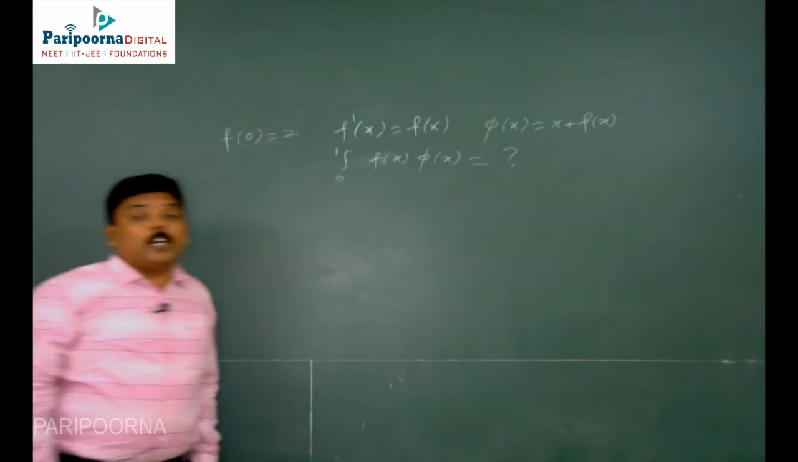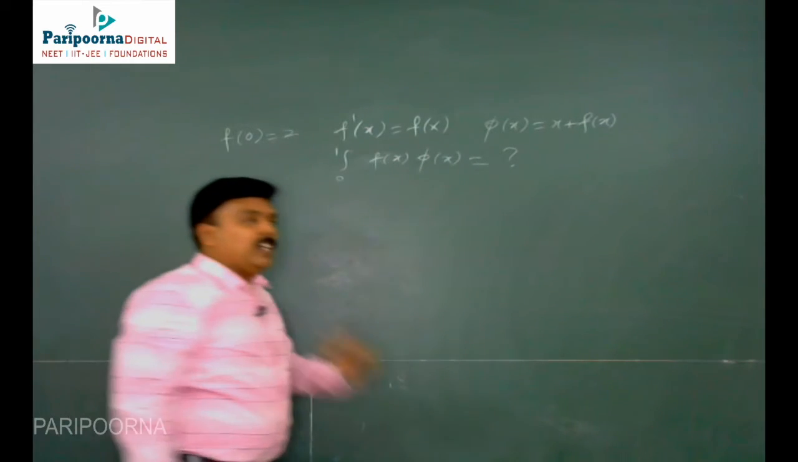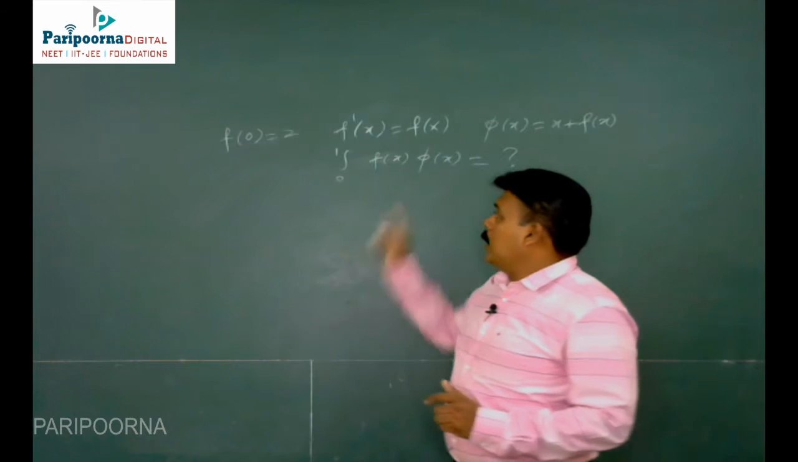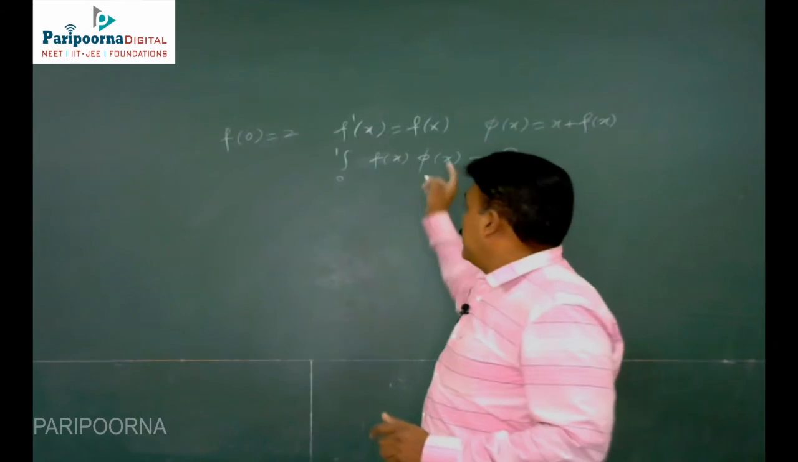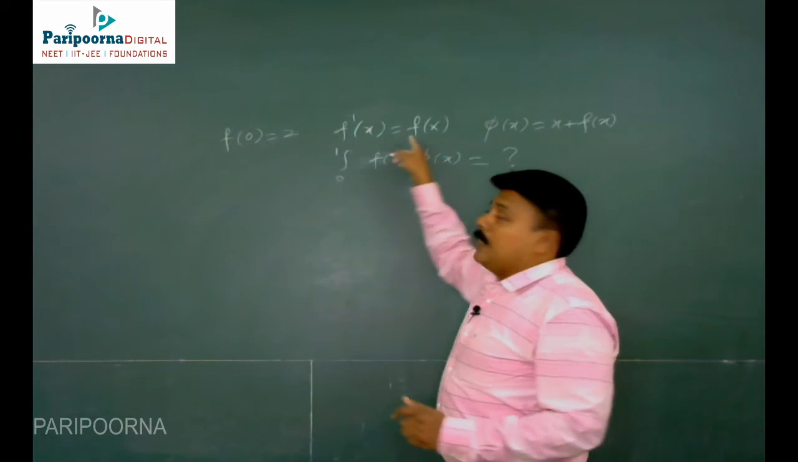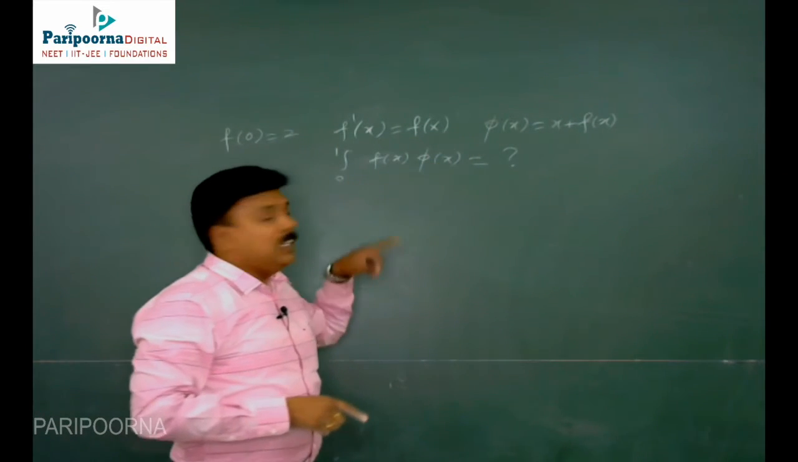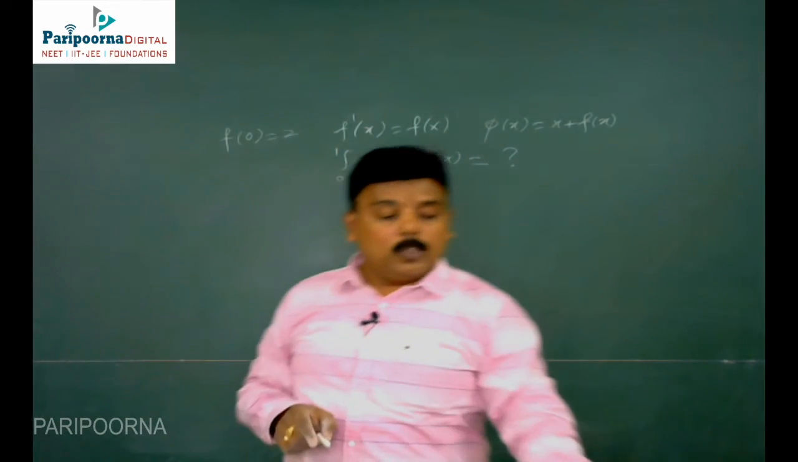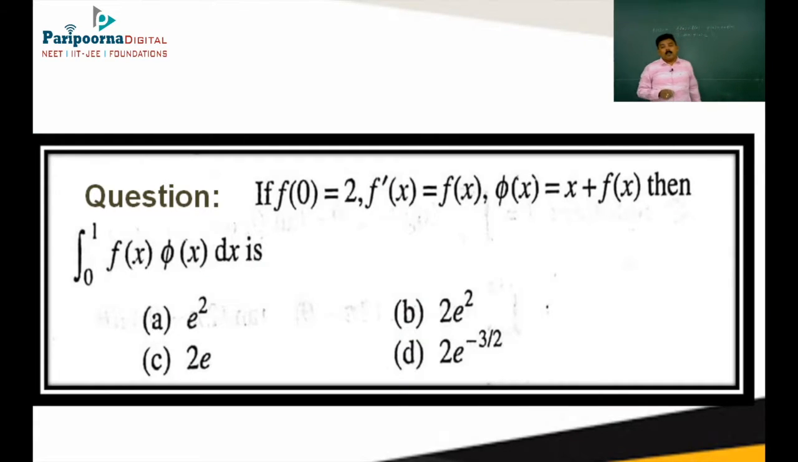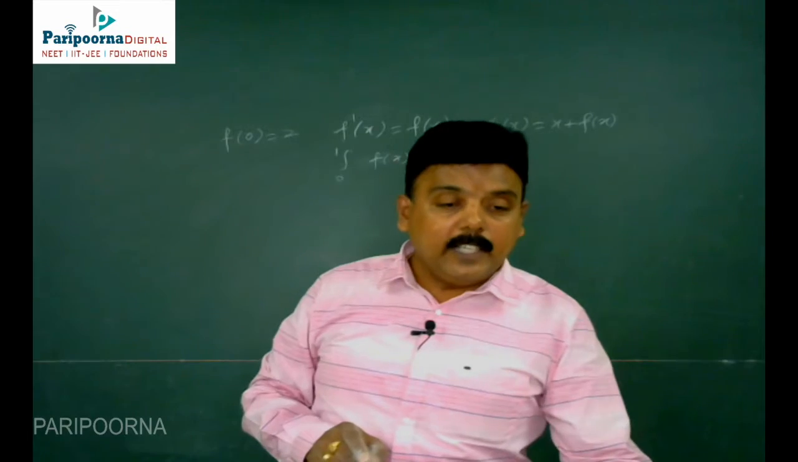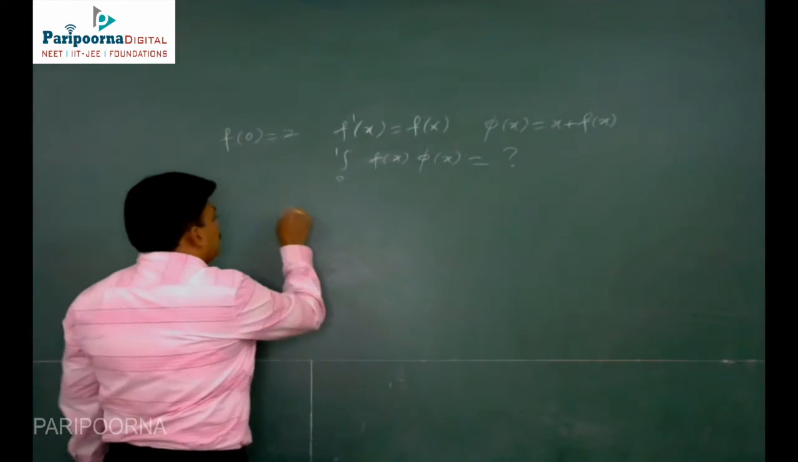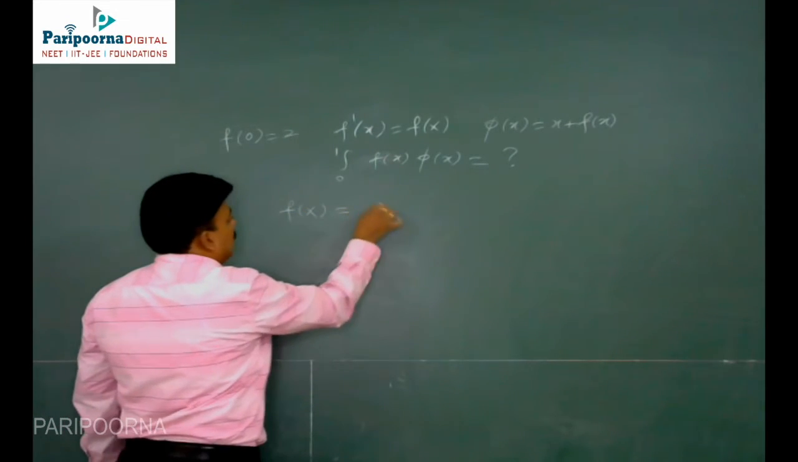Tell me how to start the problem. This is a very simple problem. If you observe the question, f of x is missing. Once you find f of x, from that you can get phi of x. Now if you go through the options, all the options are having e power something. That gives a clue that f of x should be of the form e power x.